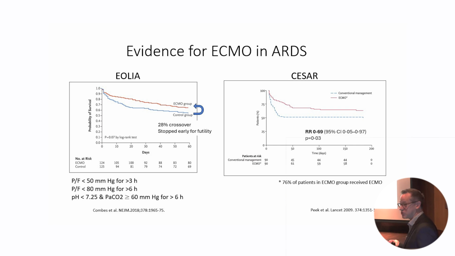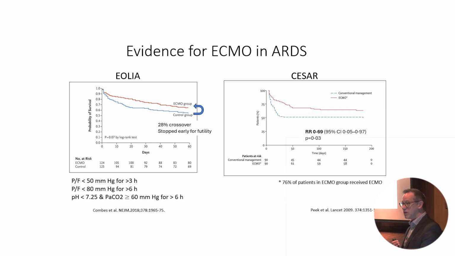The other trial is the CESAR trial, and it is also not perfect. So this was a trial performed in the UK, published in 2009. They randomized patients with mainly H1N1 to ECMO referral to an ECMO center versus remaining at the hospital where they did not have ECMO. And there was a significant survival benefit to being referred to an ECMO center. But interestingly, not all of these patients got ECMO. So 76% of the patients who were referred to the ECMO center received ECMO.